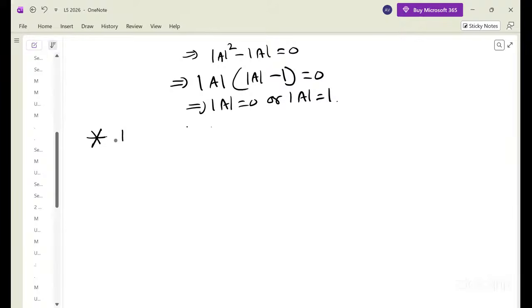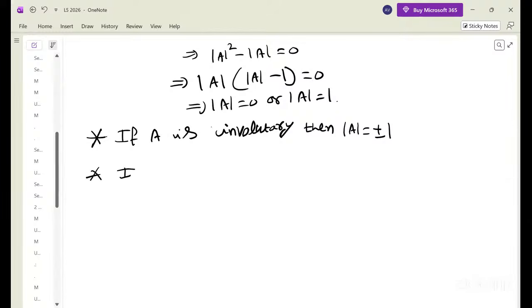Determinant, if A is involutory, we have seen. What is involutory? A square is equal to I. Then the determinant is plus or minus 1, either plus 1 or minus 1. You can try: A square equal to I, take the determinant like I did.